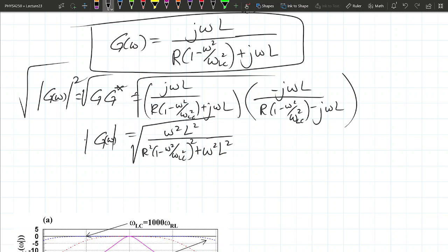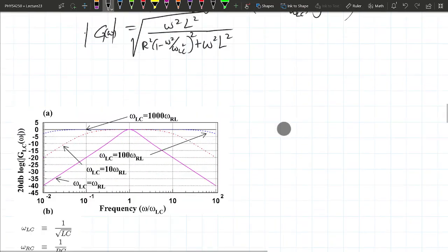So we're going to look at this and just figure out, how does this function behave? In fact, I'll just show you what it looks like, down here. If you plot the Bode plot of that gain function, you take the 10 log of that, multiply by 20, and you plot it as a function of the frequency divided by the resonant frequency, which is the characteristic frequency for an LC, whatever that is, you get this little mountain in the middle.